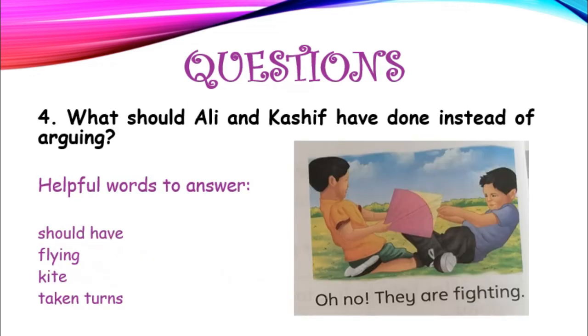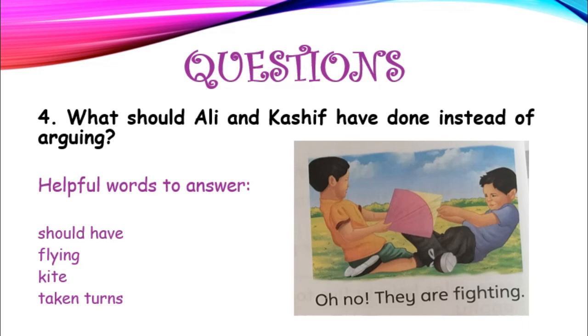Question number 4 is, what should Ali and Kashif have done instead of arguing? Do you remember Ali and Kashif? Yes, we read in the lesson that Ali and Kashif were 2 friends, but one day they had a fight over a kite. Both of them wanted to have the kite. They pulled the kite, they tried to snatch it, and in the end it tore. And none of them was happy.